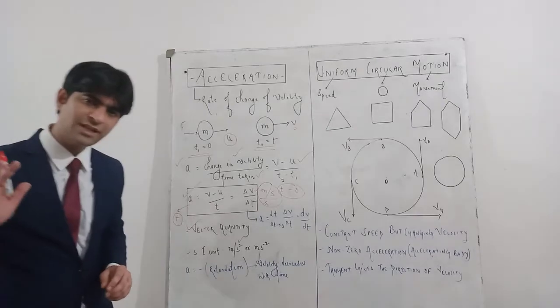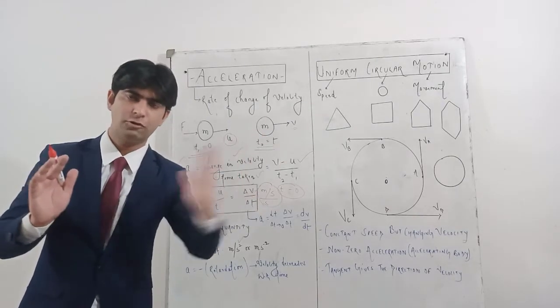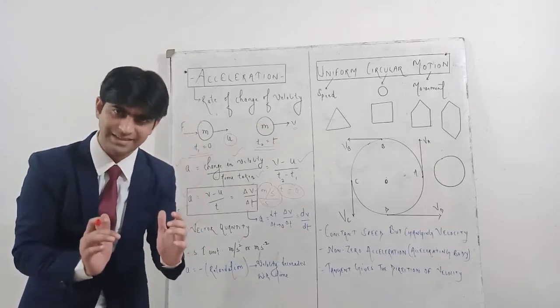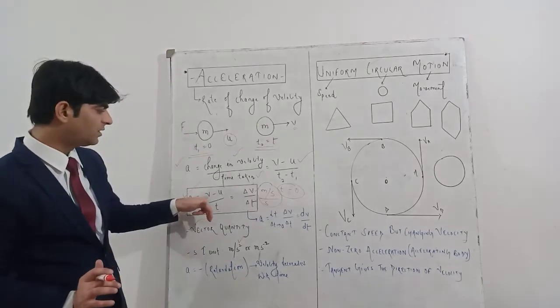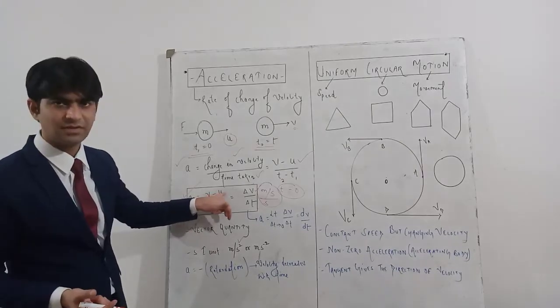But suppose a body is already moving and you are applying an opposing force. If you apply an opposing force, the velocity will decrease. That means this final velocity will have a lesser magnitude as compared to the initial velocity.